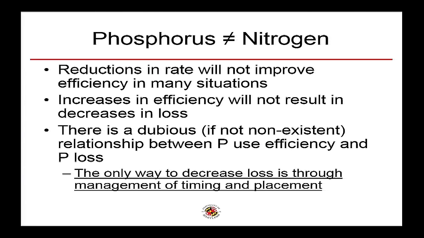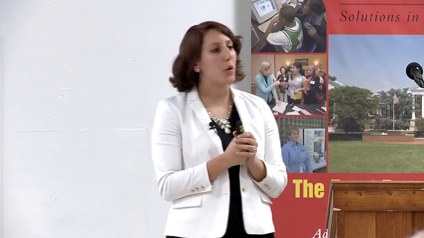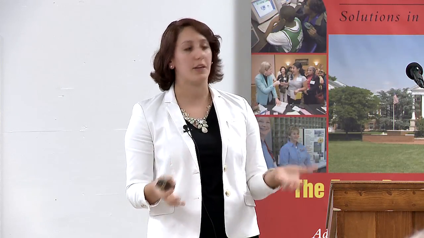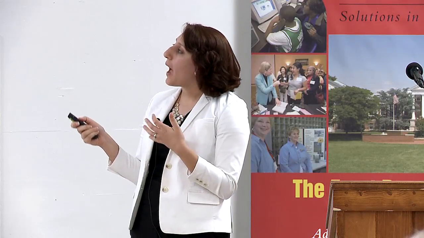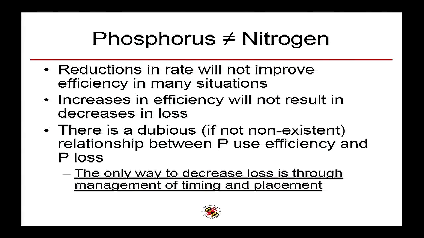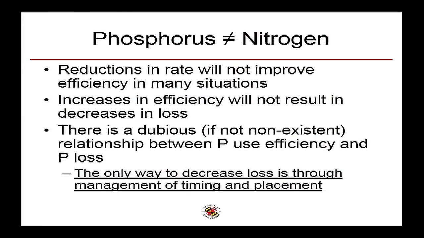Okay, so phosphorus is not nitrogen. I like to point this out because a lot of times when we talk about water quality and environmental impacts, we say things like nitrogen and phosphorus, nitrogen and phosphorus. It's really important to understand that they do behave very differently, right? Reductions in rate will not improve efficiency. Just because you put out less phosphorus is not going to make your system overall more efficient at taking up the phosphorus. It's not the same as nitrogen.